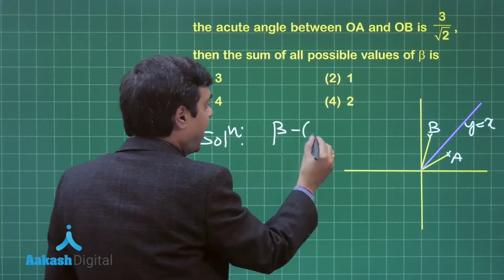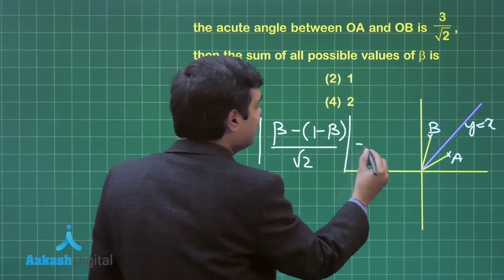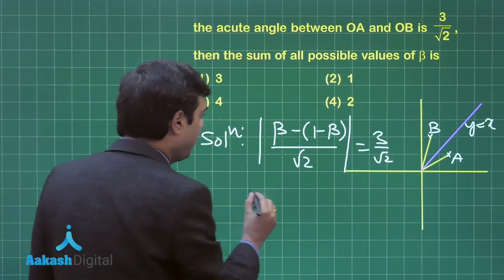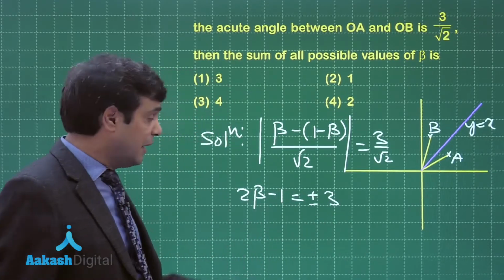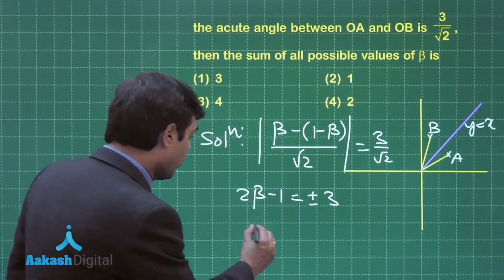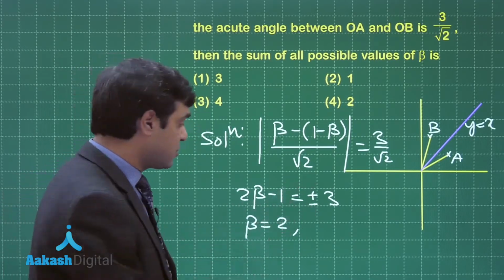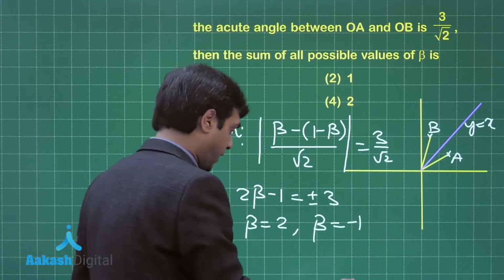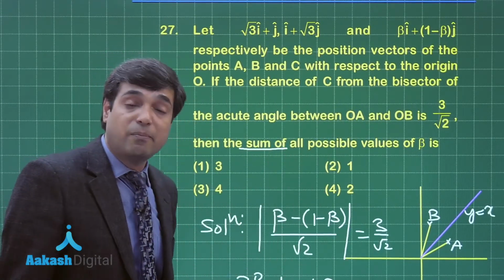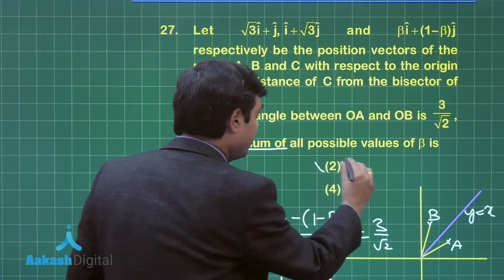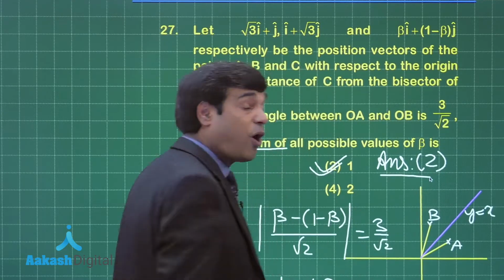So modulus of beta minus 1 minus beta, whole divided by root 2, is equal to 3 by root 2. So from here we have simply 2 beta minus 1 is plus minus 3, right? Taking plus sign we have 2 beta is equal to 4 or beta is equal to 2. Taking minus sign you have 2 beta is equal to minus 2 or beta is equal to minus 1. Since the question says sum of the values of beta, that means sum the two values, that is 2 plus minus 1, giving you the final result as 1. So correct answer for this question is option number 2.